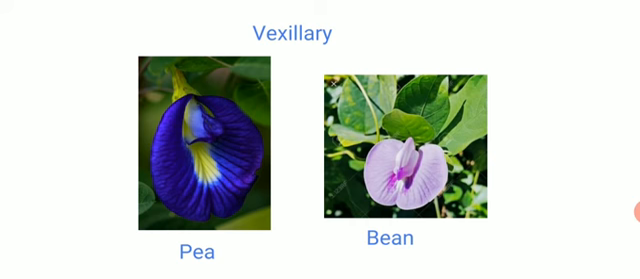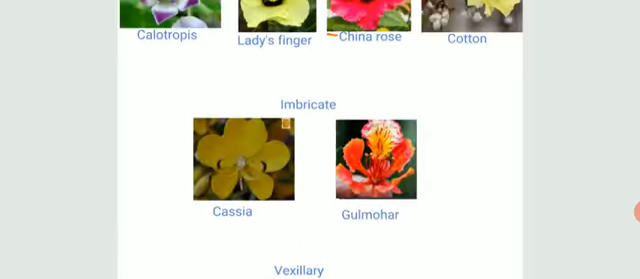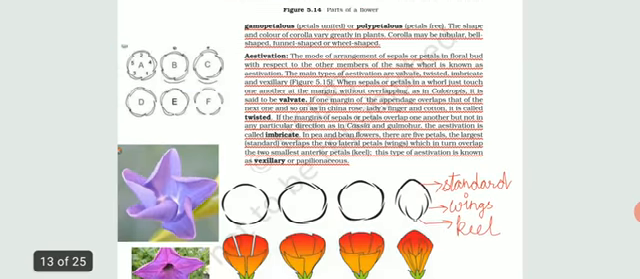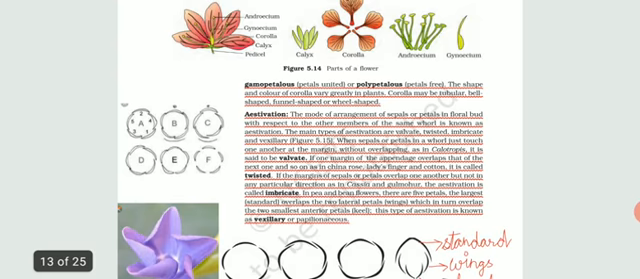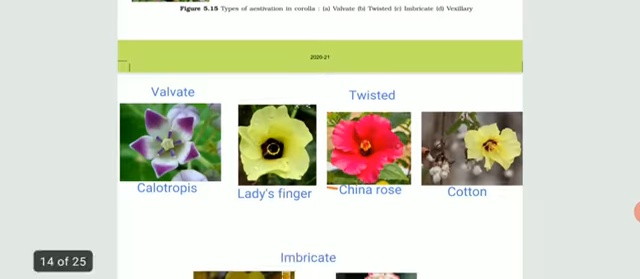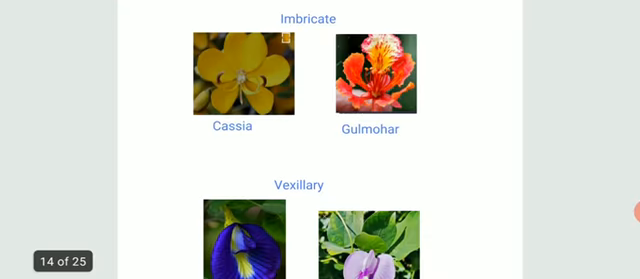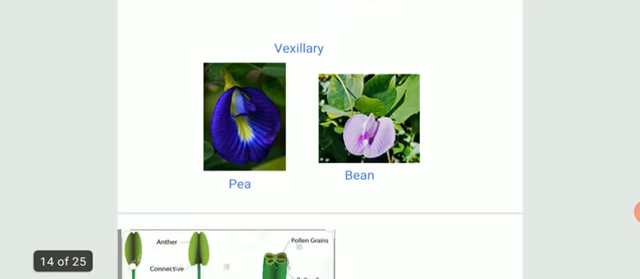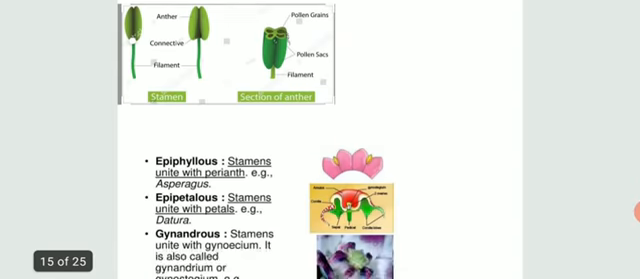So these aestivations are simply showing us the arrangement of sepals as well as petals in the floral bud. So this diagram, figure 5.15, is very important, and it is going to help you in remembering the different examples. Now sepals as well as petals we have studied.